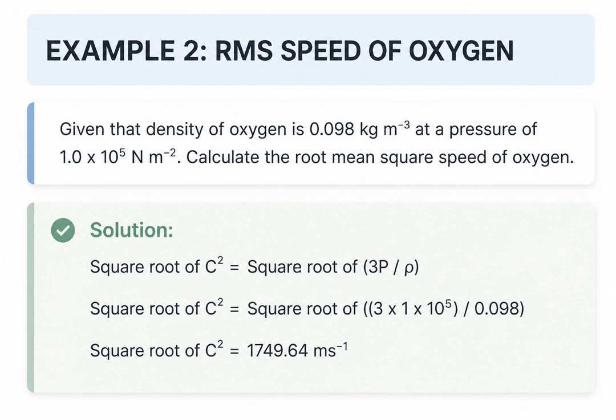In our second example, we are given the density of oxygen as 0.098 kilograms per cubic meter at a pressure of 1.0 times 10 to the 5 newtons per square meter. We need to find the root mean square speed. This is a direct application of our pressure equation, P equals 1/3 rho c squared. Rearranging for the RMS speed, we get the square root of 3p over rho. Substituting the given pressure and density values into the equation yields an RMS speed of 1749.64 meters per second.